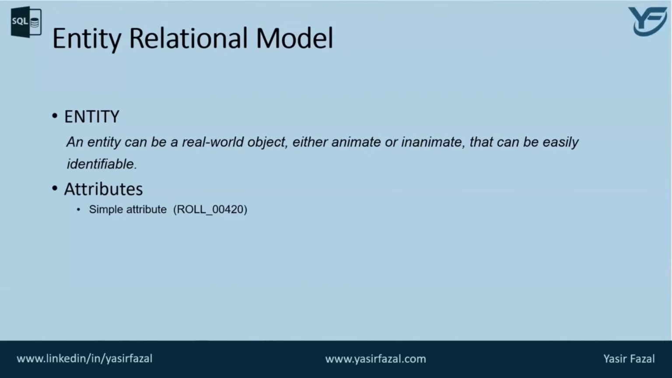When we talk about attributes, there are multiple types of attributes. The first attribute, which is being shown on the slide, is the simple attribute. What does that mean? Simple attributes are atomic values which cannot be divided further. For example, a student's phone number is an atomic value.